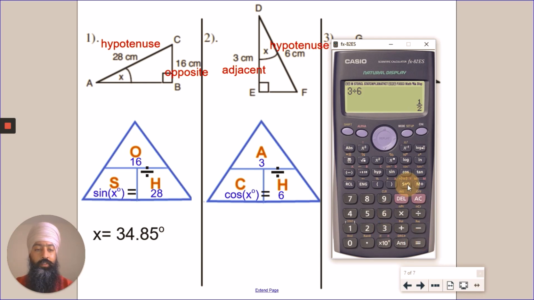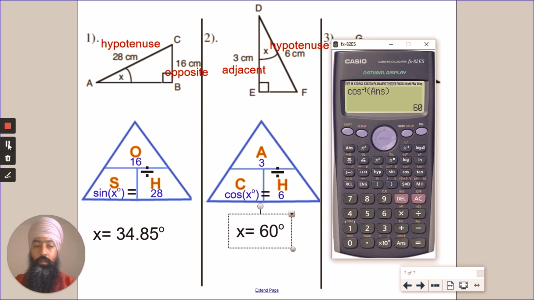Again, I can change that to a decimal if I wish to. That is equal to cos of the angle, okay? But it's not the cos of the angle I need, it's just the angle itself. So I need to do an additional step, which is shift cos of that value, which is a half. So inverse cos of a half is 60 degrees. Awesome, well done guys. That was question number 2.